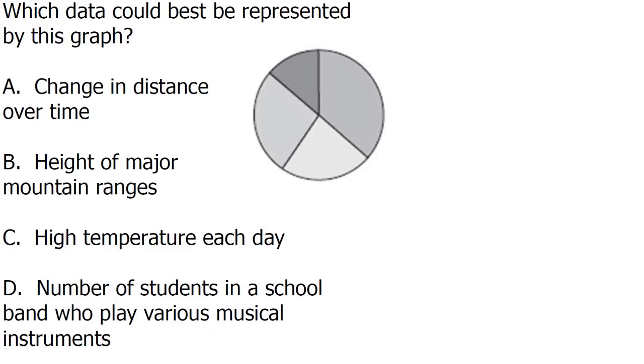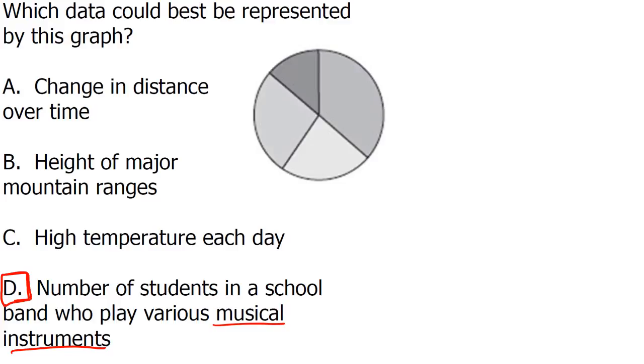This question says which data could best be represented by this circle graph. You have some options here, and we're looking for the one that's going to display different parts of a survey. I'm going to automatically highlight D, and here's why. D says the number of students in a school band who play various instruments. There could be 4 different types of instruments here: trumpet, clarinet, flute, and percussion. Then the circle graph would represent the amount of students in each part.